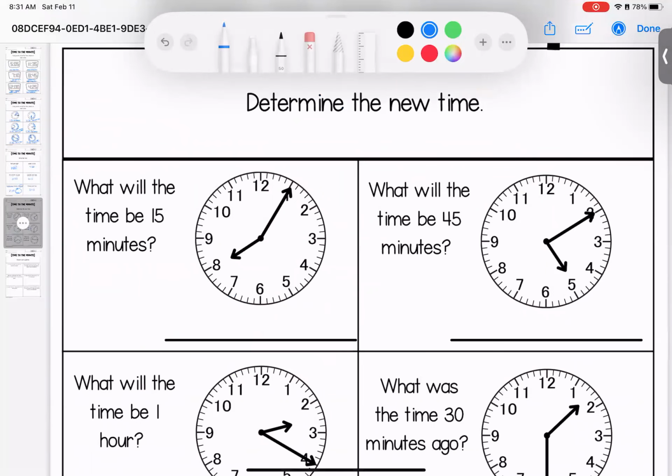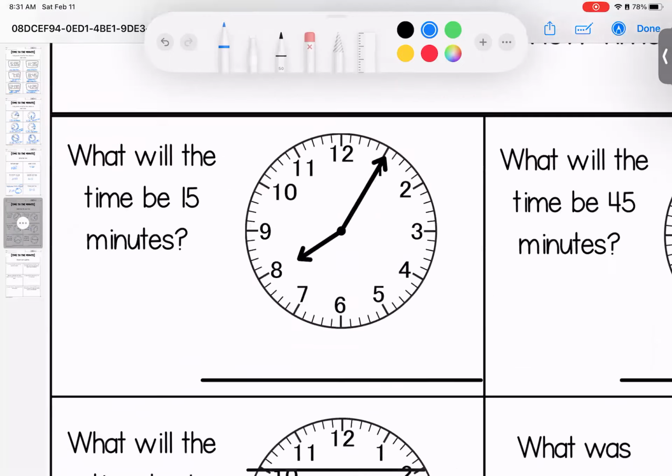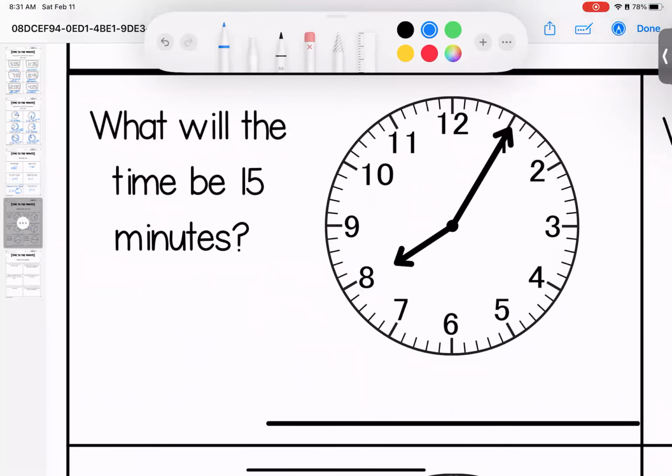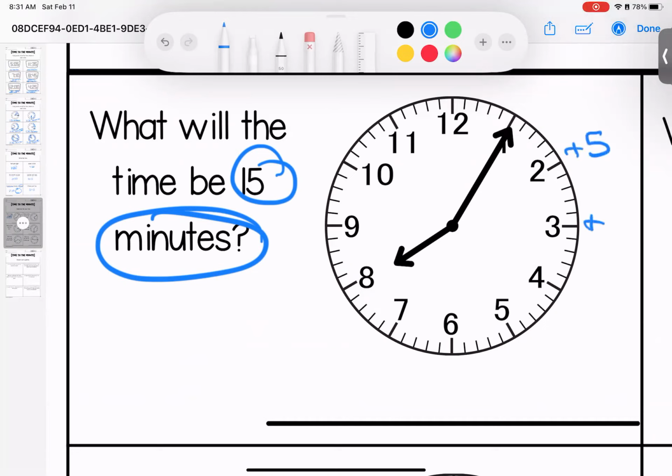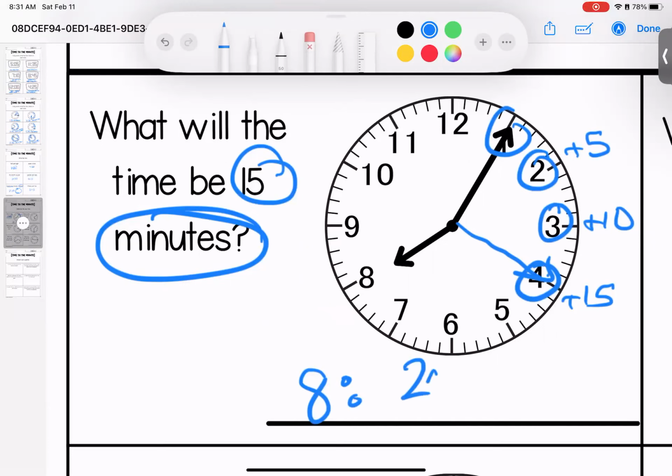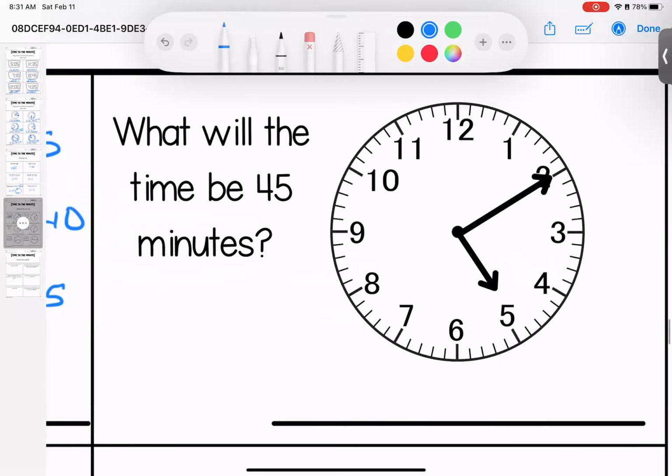All right, love bugs, this time I gave you a clock and I asked you to tell me about a time in the future or a time in the past. So we're looking at our clock and it says, what will the time be in 15 minutes? So if I add 15 minutes or I count 15 minutes, this is plus 5 minutes, this is plus 10 minutes, this is plus 15 minutes. So my minute hand would be here. The time then would be 8, 5, 10, 15, 20. Be 8:20. Over here, what will the time be in 45 minutes?